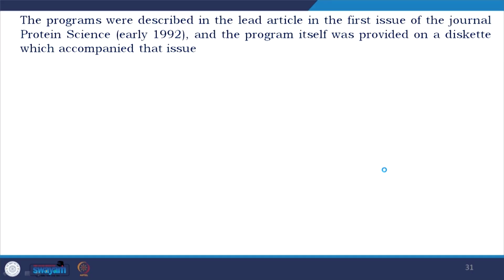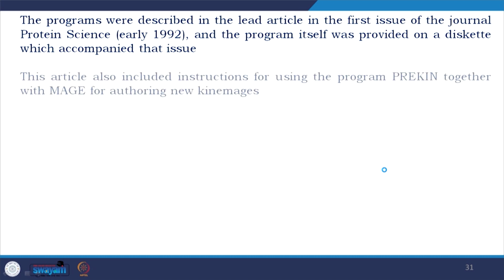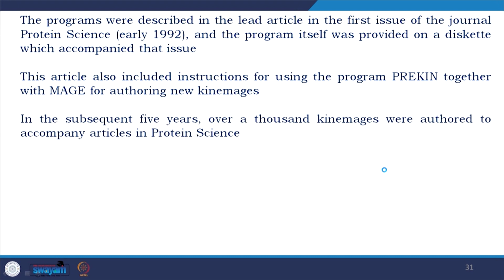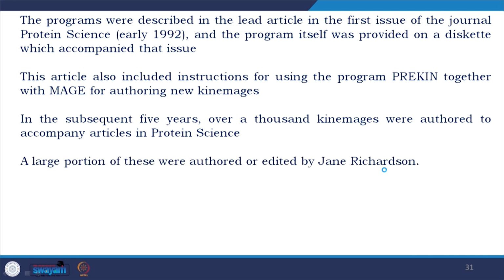The program was described in the lead article in the first issue of the journal Protein Science in early 1992, and the program itself was provided on a diskette which accompanied that issue. This article also included instruction on using the program Prekin together with Mage for authoring new Kine images. In the subsequent 5 years, over 1,000 Kine images were authored to accompany articles in Protein Science. A large portion of these were authored or edited by Jane Richardson.